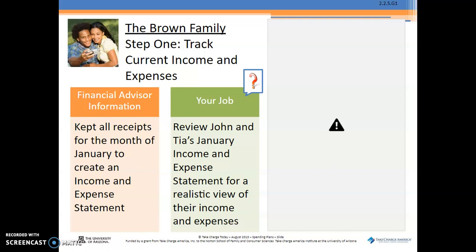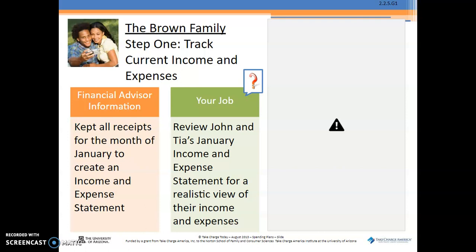This is an activity that we will be doing in class over the next day or so. I will be handing out a hard copy of their financial plan, and you will fill it out and get them on track to meet their financial goals. Keeping in mind that as the financial advisor, you have kept all the receipts for the month of January to create an income and expense statement.